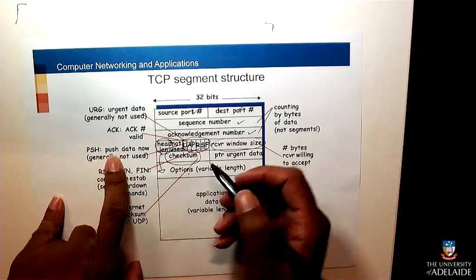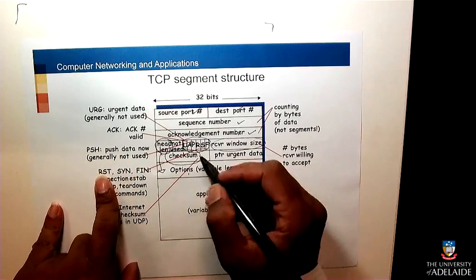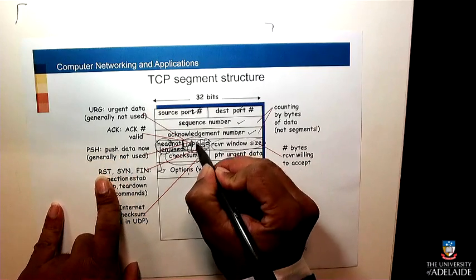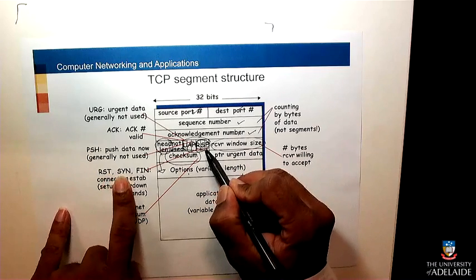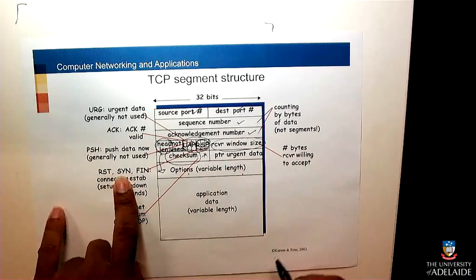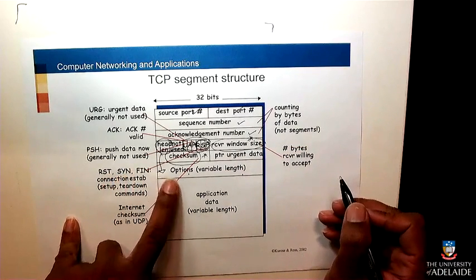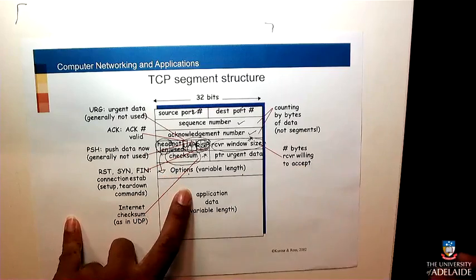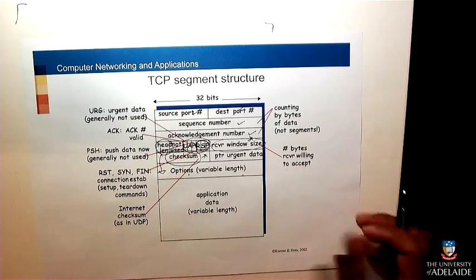Then there's push, again, generally not used. But what is used is this stuff here, RSF, which is to deal with connection establishment and connection teardown, right, which we will look at, okay? And we will look at this one here. There should be one more, which is, yeah, that one there. This one, nope, we're not going to look at in too much detail.